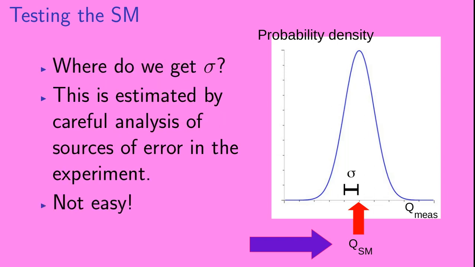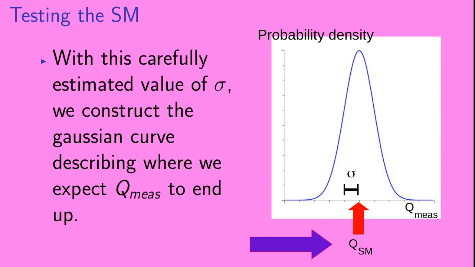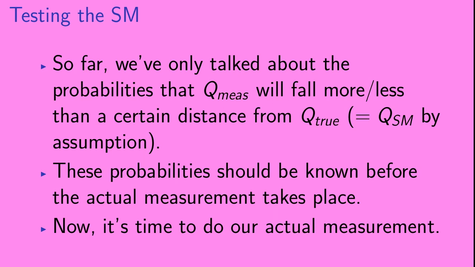You might be wondering, where do we get sigma? Well, this is estimated by careful analysis of the sources of error in the experiment. And I can't emphasize enough that this is not easy. With this carefully estimated value of sigma, we construct the Gaussian curve describing where we expect Q measured to end up. And this is the curve shown on the right. So far we've only talked about the probabilities that Q measured will fall more or less than a certain distance from Q true. And here we've taken Q true to be equal to QSM by assumption. These probabilities should be known before the actual measurement takes place.